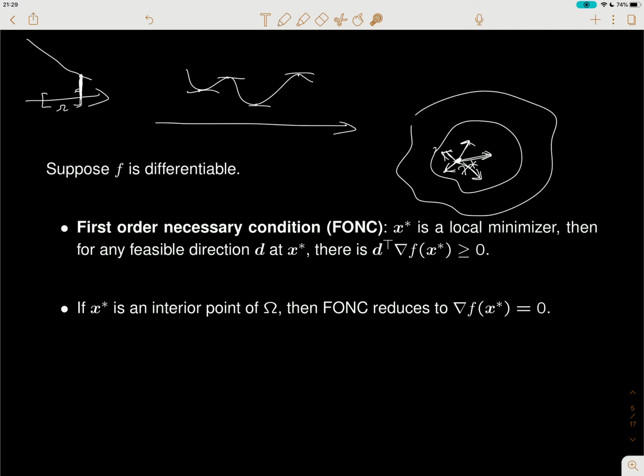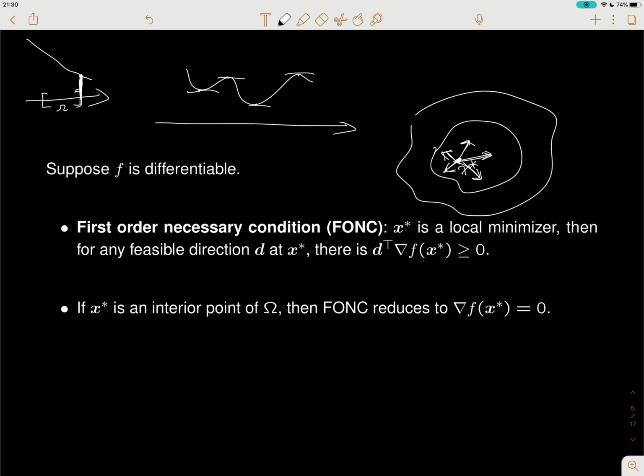This is the directional derivative. The d is any of those directions, actually. The inner product is greater than or equal to 0. So it means the directional derivative is non-negative. That means if you go along the direction d, the function value cannot decrease. It always stays constant or increases. That's the case here. If you go along any of those directions, the function value will not decrease. It's greater than or equal to 0. So as you can see, if x star is a local minimizer, then this has to be true. This is for the point x star being an interior point of this omega.